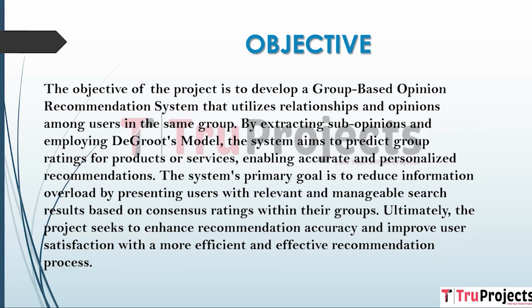Objective. The project's goal is to create a group-based opinion recommendation system that takes advantage of relationships and opinions among users in the same group. The method seeks to forecast group evaluations for products or services by extracting sub-opinions and using DeGroot's model, allowing for accurate and individualized recommendations. The major purpose of the system is to prevent information overload by presenting users with appropriate and manageable search results based on group-consensus rating. Finally, the project aims to improve suggestion accuracy and user happiness by implementing a more efficient and effective recommendation process.